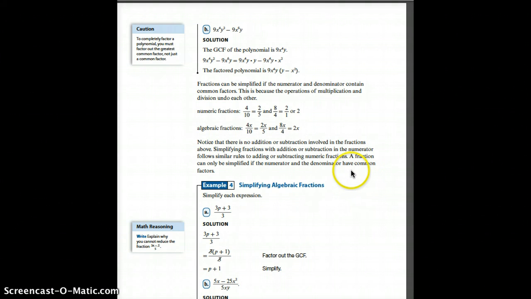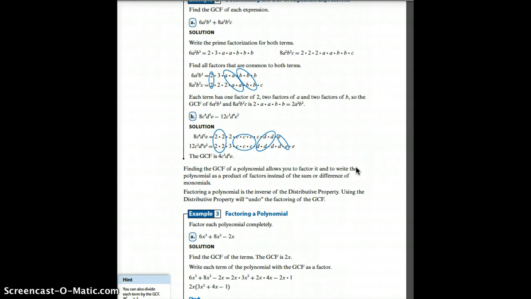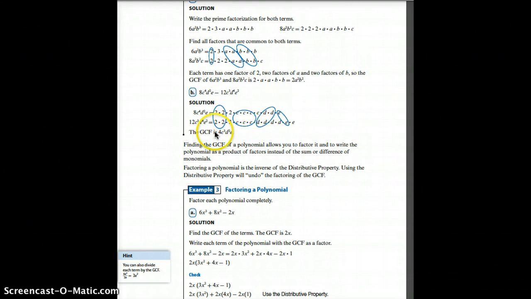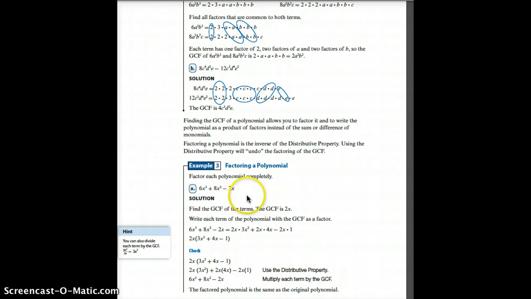Okay, algebra class, this is still lesson 38. We left off here after doing the greatest common factor. So now we are factoring a polynomial for example 3. It says factor a polynomial completely, 6x to the third plus 8x squared minus 2x.